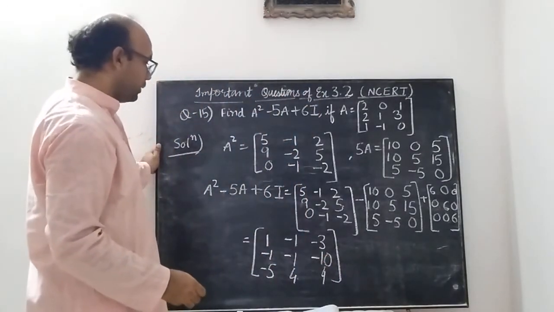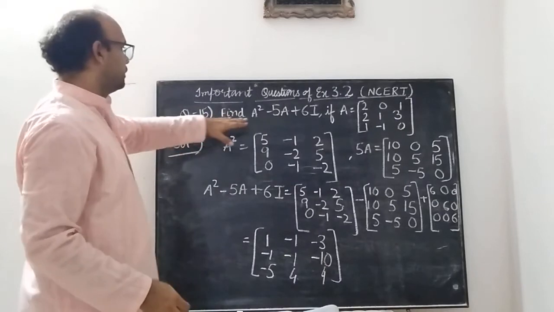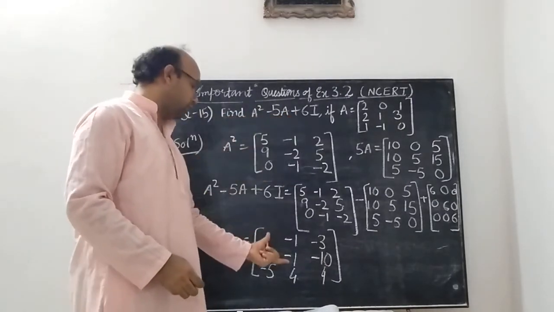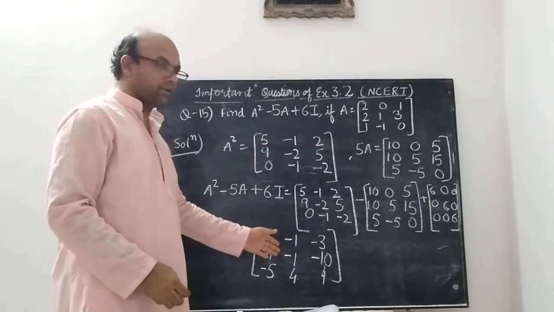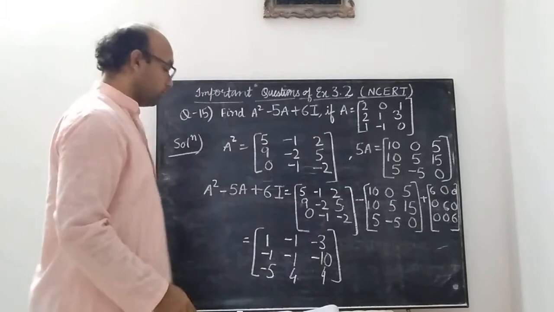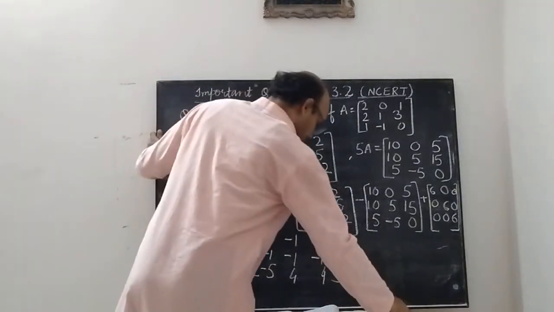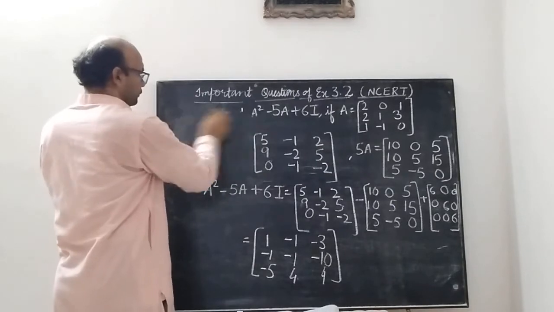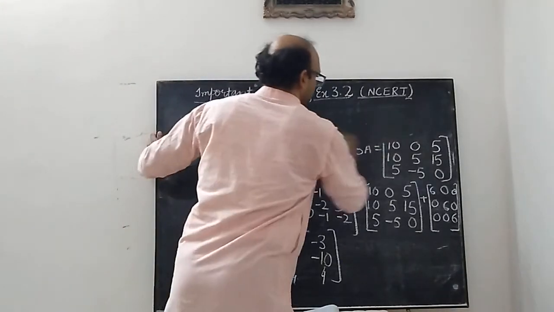So this is what you will be getting as the simplified form of this expression. This is the value of the expression. This is the matrix which represents this expression over here. Now just move on to the next question.